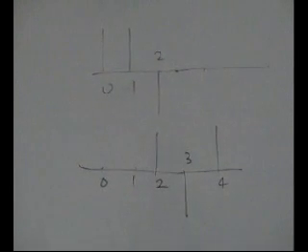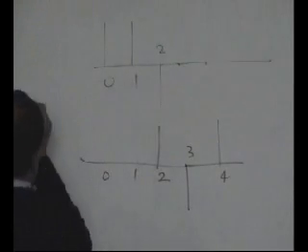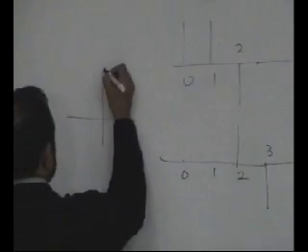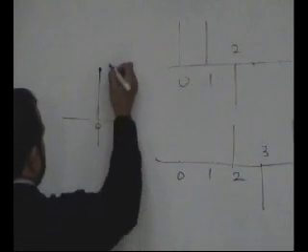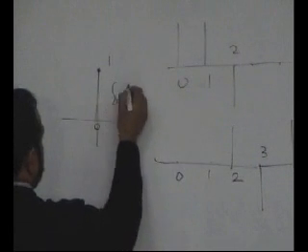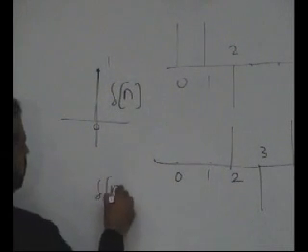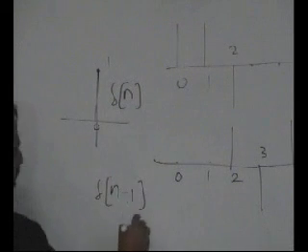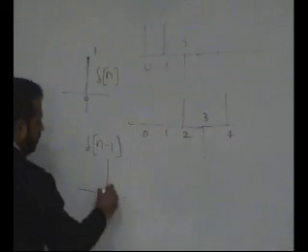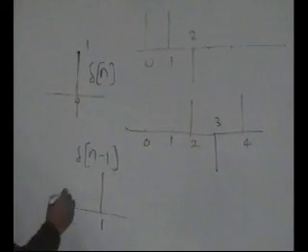We also learned about a few basic signals. We said this is a basic signal which is 1 at 0, and it is called delta of n. And we also learned about the ideal delay: if I write delta of n minus 1, it means the same impulse at 1.